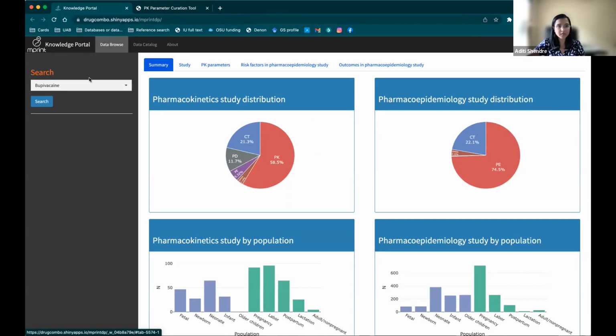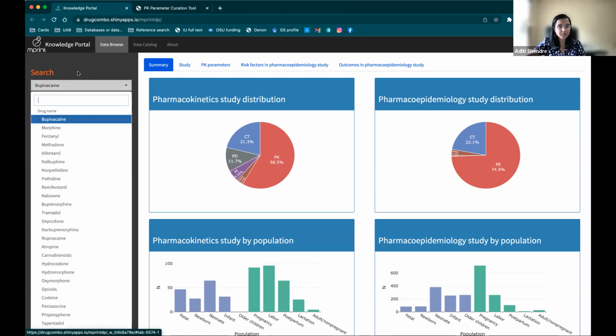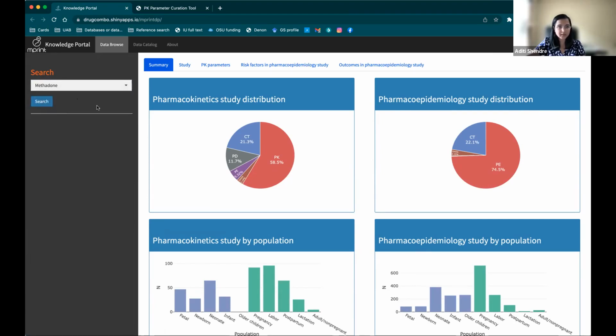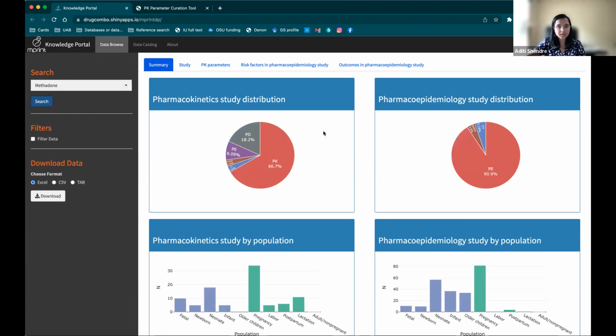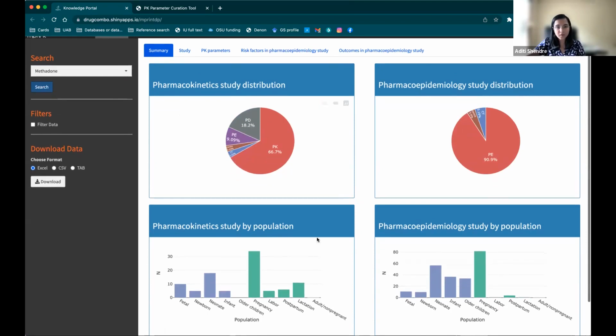When it comes to browsing the data, we have a search tab for the drugs. For now we have opioids and the opioids drug class here. So we can start with the drug and then search for those. The summary tab changes based on the drug, and it gives the distribution for the different pharmacokinetic and pharmacotherapy studies and the populations within those studies.